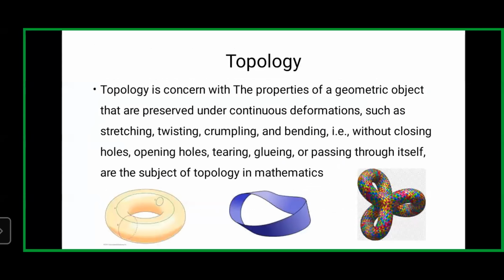Now, topology is concerned with the properties of a geometric object that are preserved under continuous deformation, such as stretching, twisting, crumpling, and bending, that is, without closing holes, opening holes, tearing, gluing, or passing through itself. These are the subjects of topology in mathematics. So this is about topology.